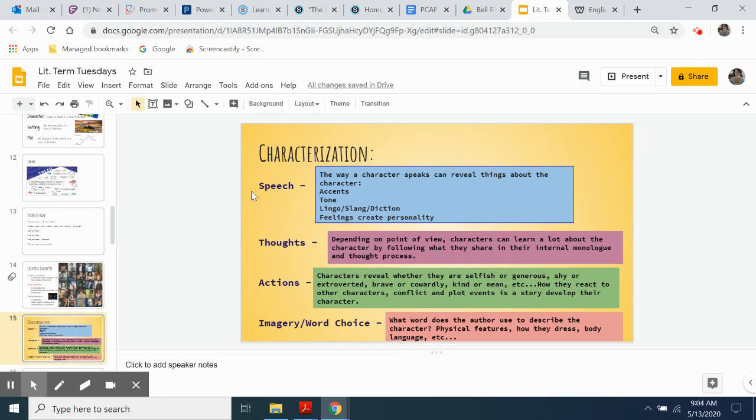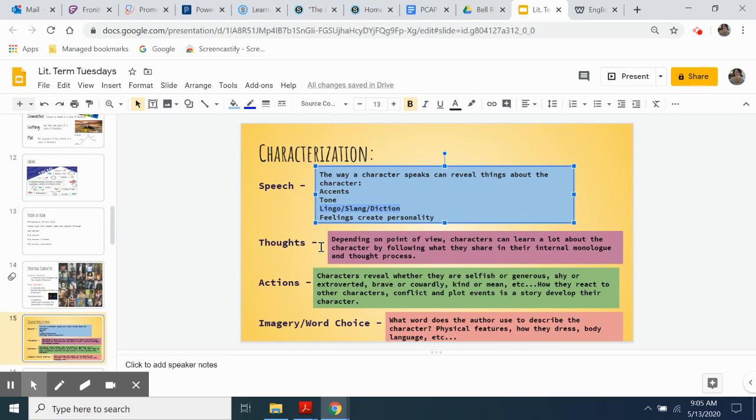One of the ways is through speech. How does the character talk? Do they have an accent? Can we tell what part of the country they're from, or maybe their age by how they talk? What is their tone as they're speaking? What words do they choose? That's what diction is, remember? So think about, what words are they speaking with? What is the lingo or the slang that they're using? And we can also get a sense of their feelings by how they're talking, their emotions, which helps us understand and create characterization.